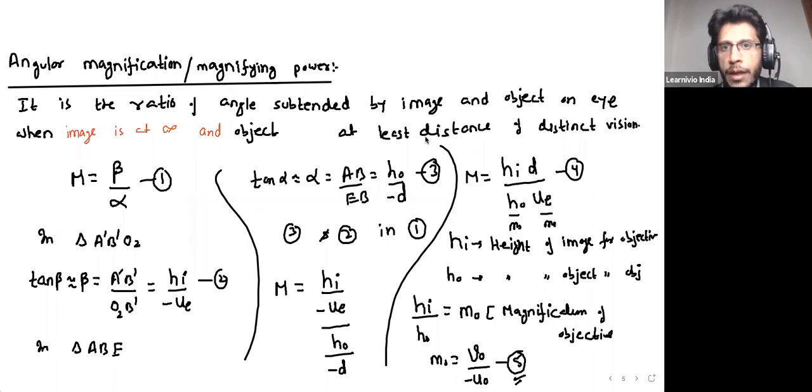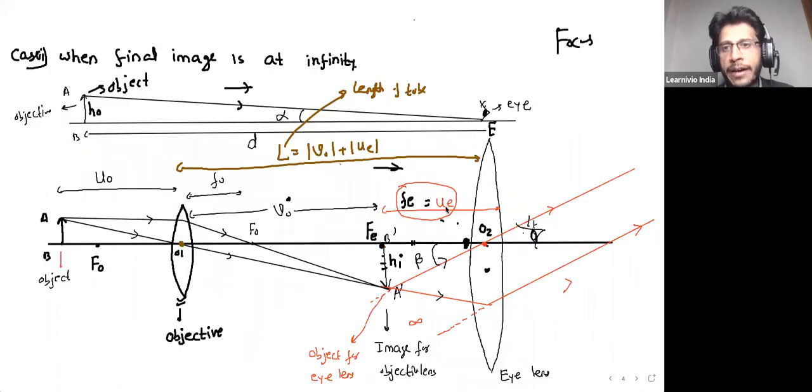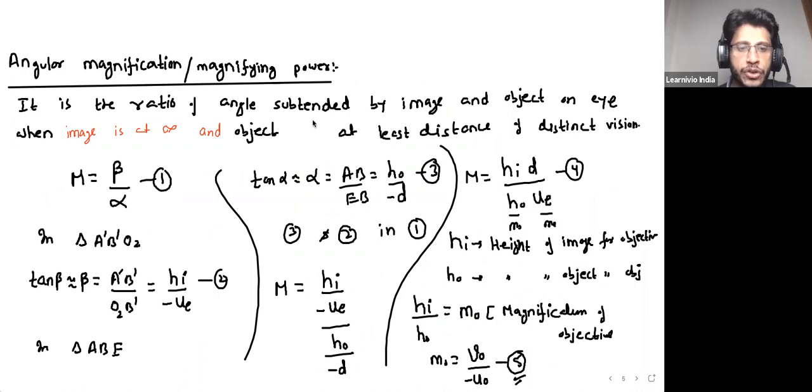So an object at least distance of distinct vision. So m is beta by alpha, just like last. This is A prime B prime by O2 B prime. This is same. But instead of ue, I can write fe. Ue is equal to fe. So instead of ue, I'm straight away substituting fe. Very, very minute changes in the derivation. Then the rest is same. Instead of ue, there is this fe. This minor change.